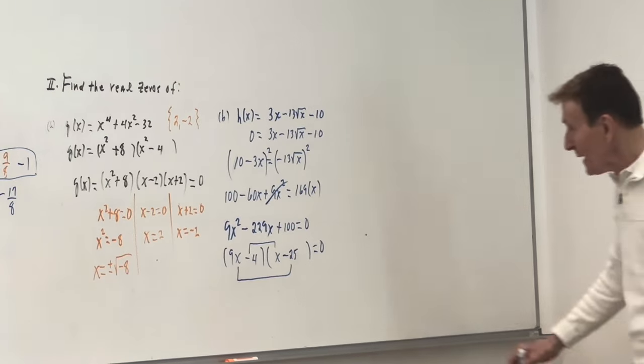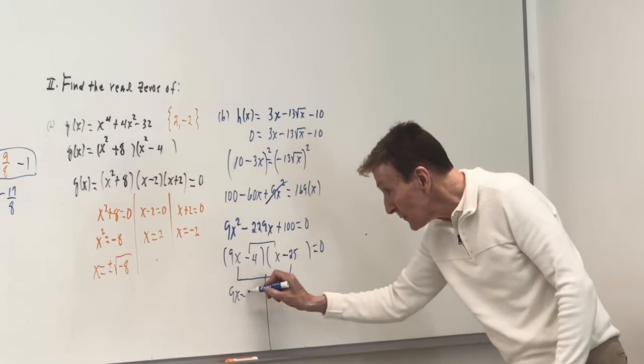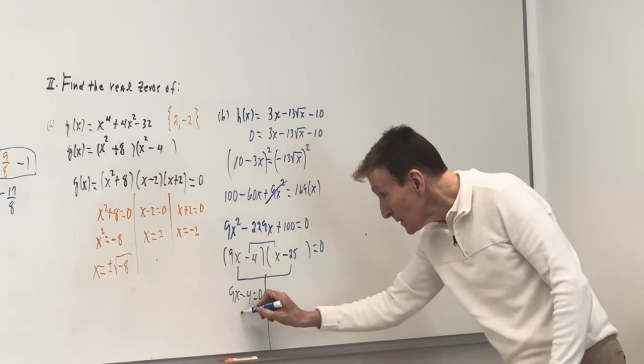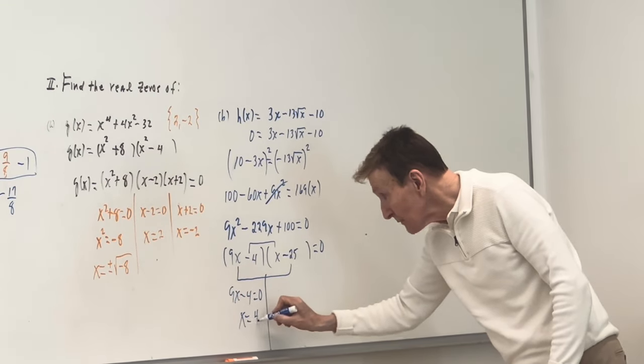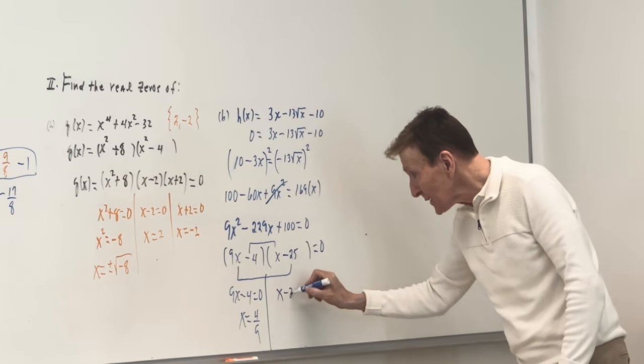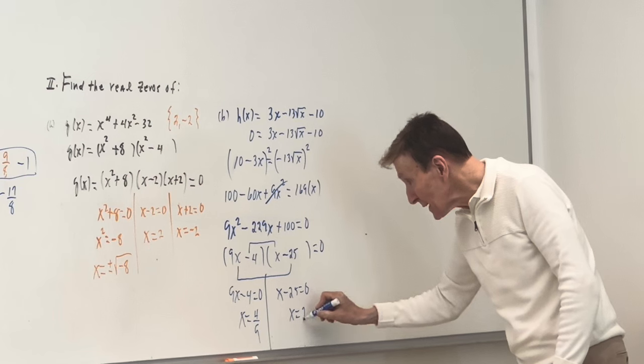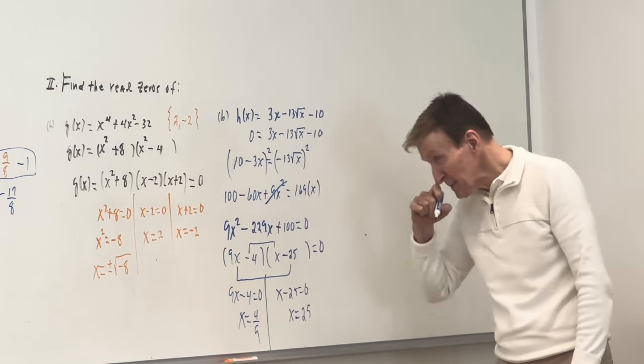I can finish this up now. Set this equal to 0. You'll say, Professor, without checking, now I have not checked this, 4/9. And the other one, if I set this factor equal to 0, which I'm supposed to do, you end up with 25.